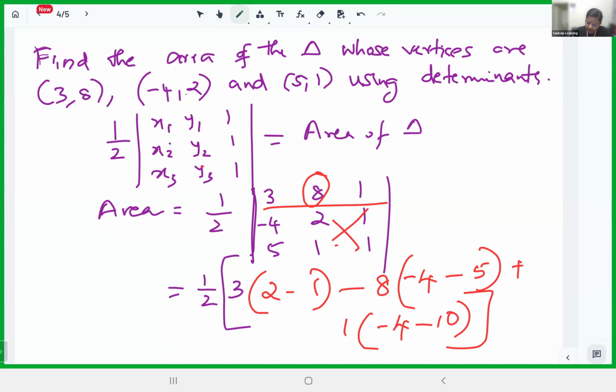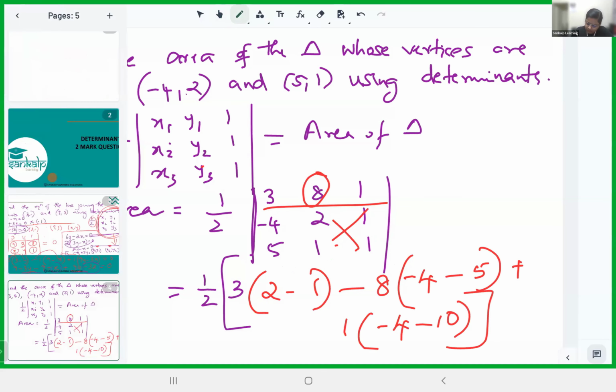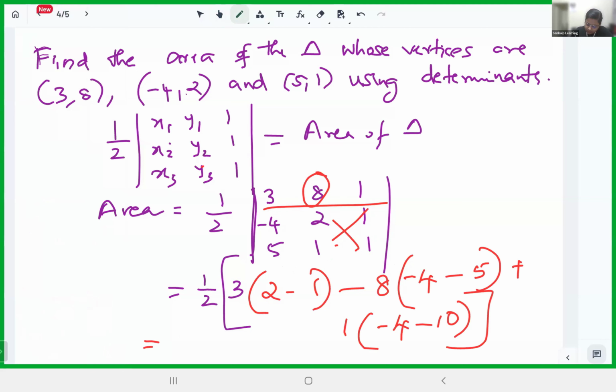Okay. So what is the value here? We can solve it here itself. So that is half of 3 into 2 minus 1. 2 minus 1 is 1, so 3 into 1 is 3. So 3 minus 8 into minus 4 minus 5, that is 8 into minus 9, right? Then plus 1 into minus 4 minus 10, that is minus 14. Okay, so this is the value.